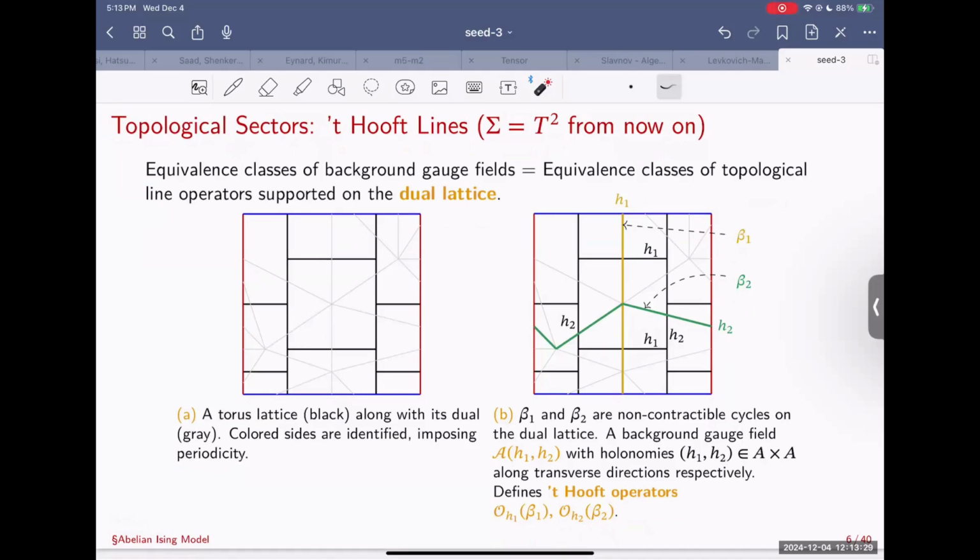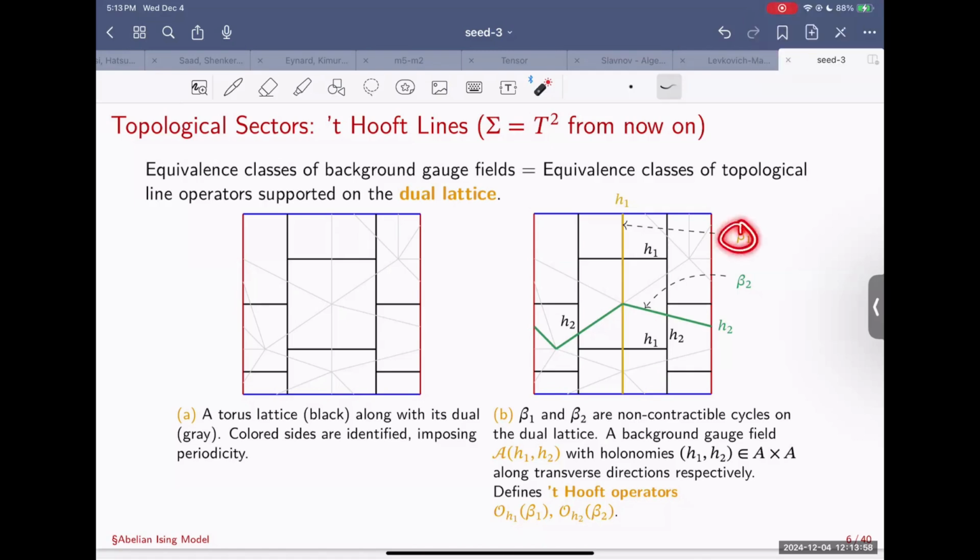Any confusion so far? If you change the H1 and H2, you take two different cycles, you get something different. Sir, could you repeat the question, please? If you change the H1 and H2, you take a different cycle. Yes. So it depends on the choice you make at the beginning.